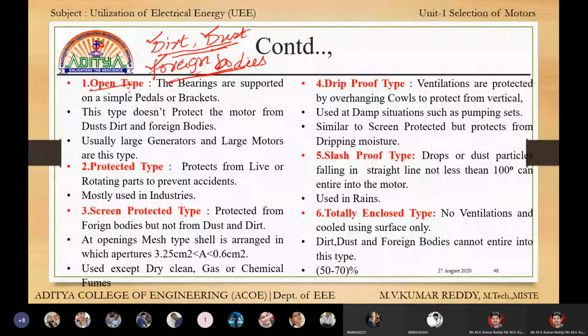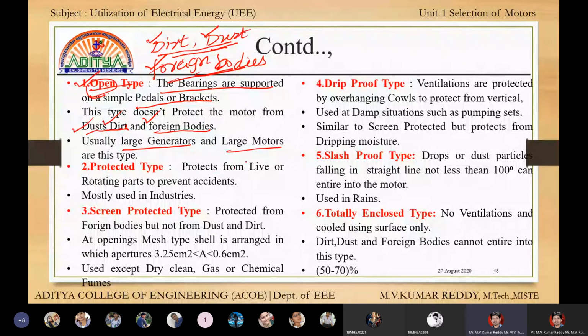Now first one is the open type. Open type has pedals or a bracket type, and it cannot be protected from dirt, dust, and foreign bodies, because it is an open type. Generally these are large generators and large motors. Next one is protected type.